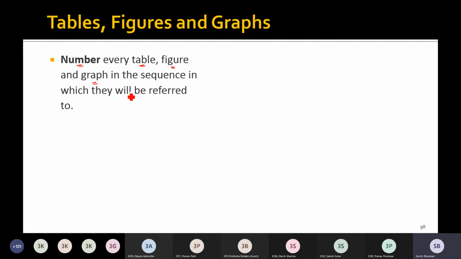that we are using, in the sequence in which they will be referred to. I'll repeat. We should number every table, every figure, and every graph. So it should not happen that we have drawn some figure and not given any number to that figure, table, or graph. And not only is it mandatory to provide the number to the respective visual, we should refer to that particular figure number or table number through our text.